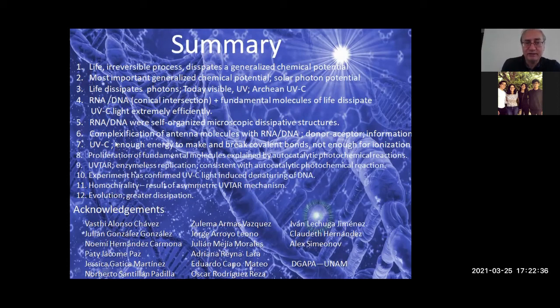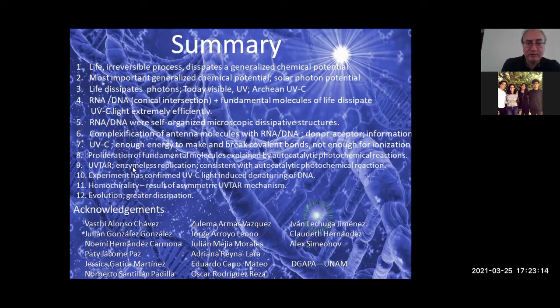But this light in the UVC has an energy which is not enough to produce ionization, where you are losing electrons and therefore slowly start destroying the molecule. So the proliferation of fundamental molecules can be explained by these autocatalytic photochemical reactions. That is when they act as templates for the reproduction of DNA. And this UV-TAR mechanism is enzymeless replication, consistent with the autocatalytic photochemical reactions which are occurring.